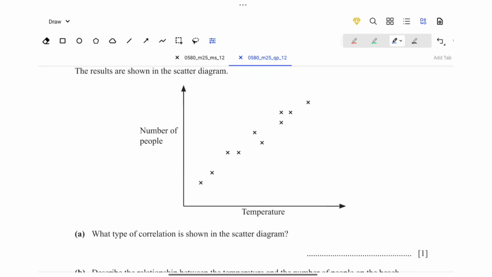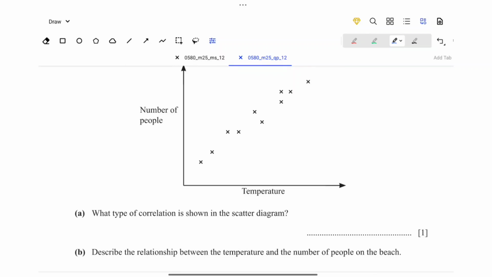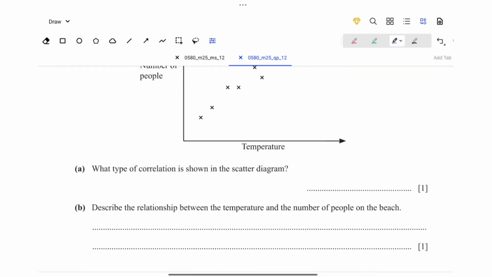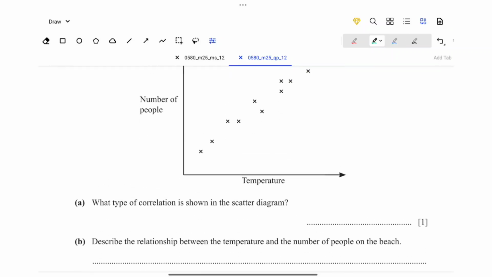This type of correlation, when you go towards the right on the x-axis, the data shown also rises. So it means it is positive correlation. If data goes like this arrow, it is positive correlation. So this is positive correlation.